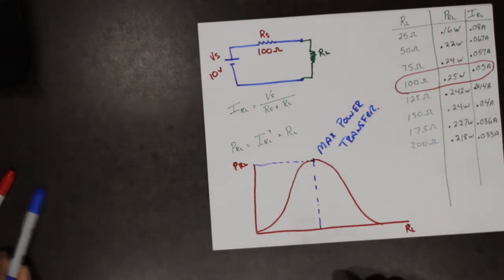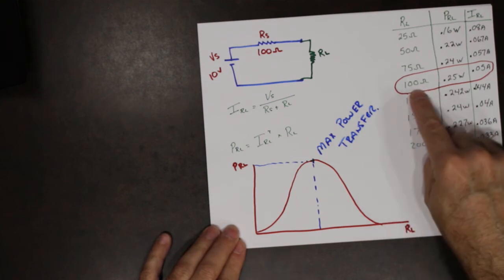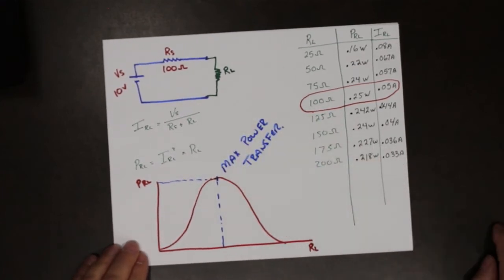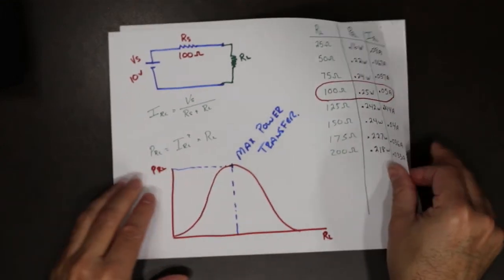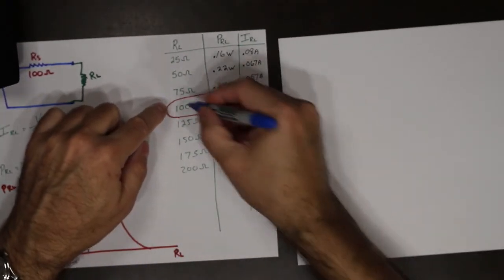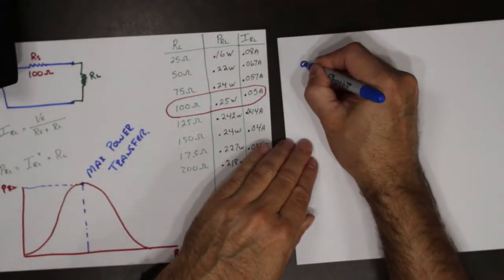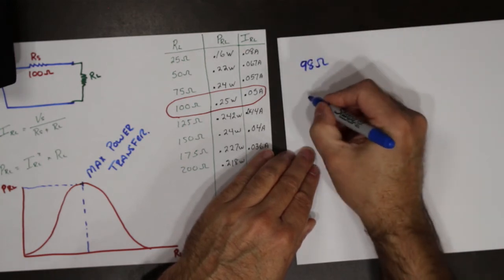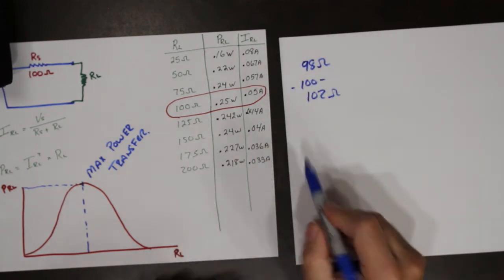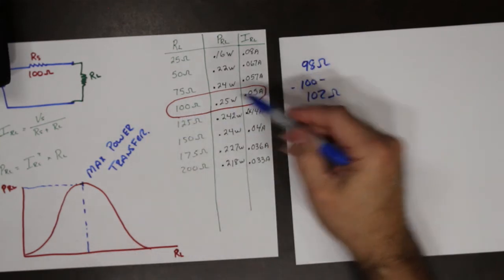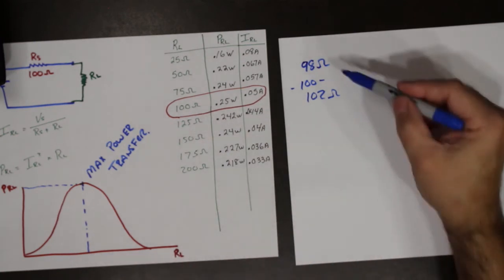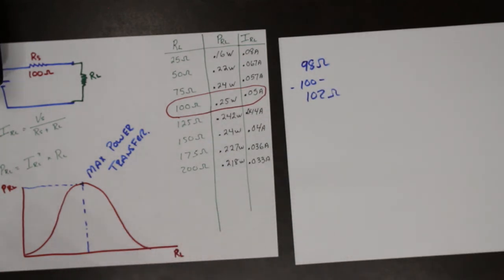So where does that happen? Well, in this particular circuit, it looks like it happens at 100 ohms. Now, just to be sure that we just didn't luck out on something, let's try this. I'm going to do a calculation for 98 ohms and another one for 102 ohms. So 100 ohms is right in the middle. Instead of a big jump from 75 to 100, I'm going to go from 98 to 100. And instead of a big jump from 100 to 125, I'm going to go from 100 to 102. So let's just plug in those values.